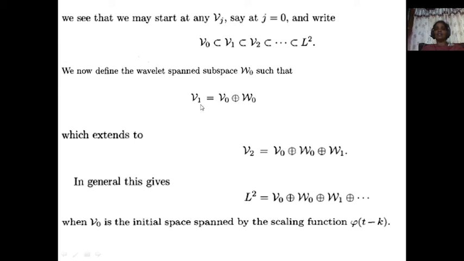Already we decided that V1 equals V0 XOR operated with W0. So in place of V1 we are substituting V0 XOR operated with W0. In general, this gives L2 equal to V0 modulo 2 operation W0 modulo 2 operation W1 and so on up to W infinity. Then V0 is the initial space spanned by the scaling function phi(t-k). V0 is the initial space spanned by the scaling function.